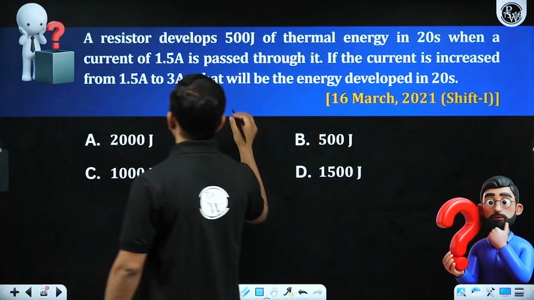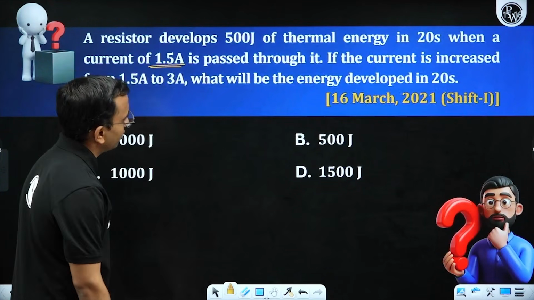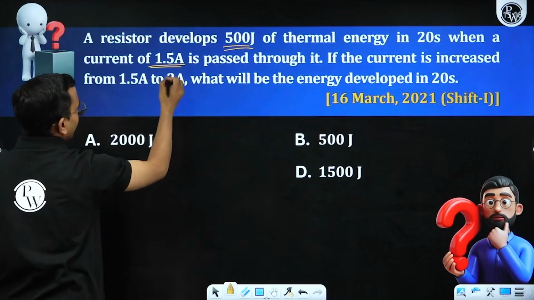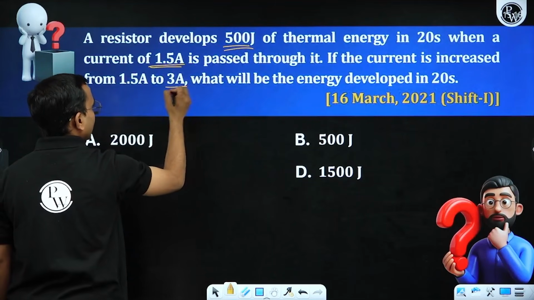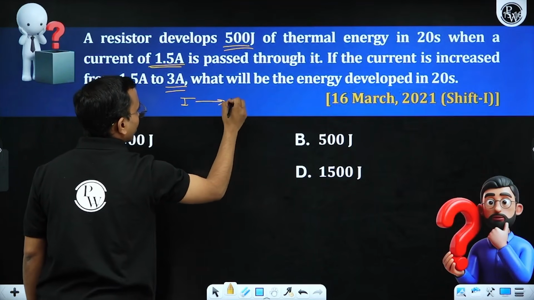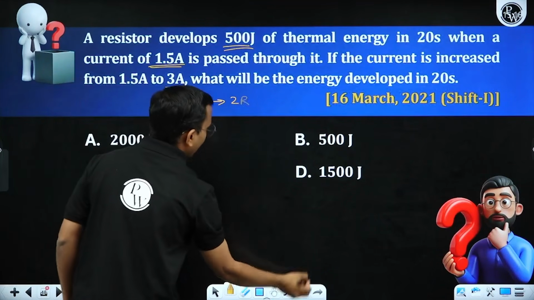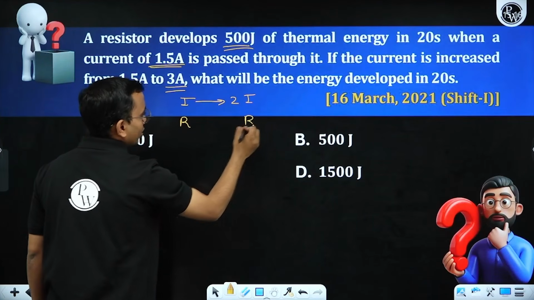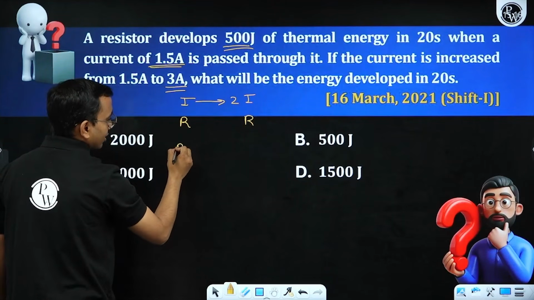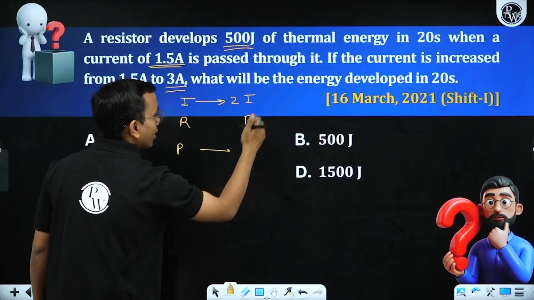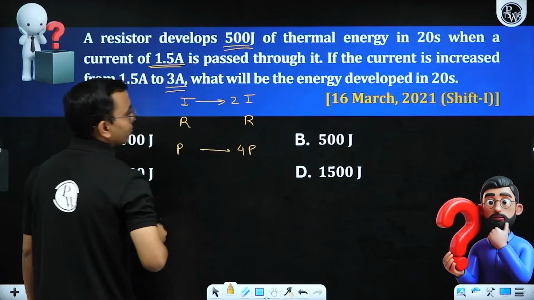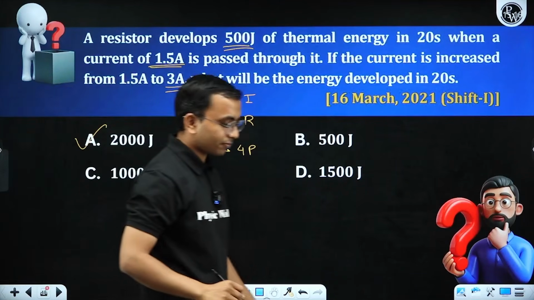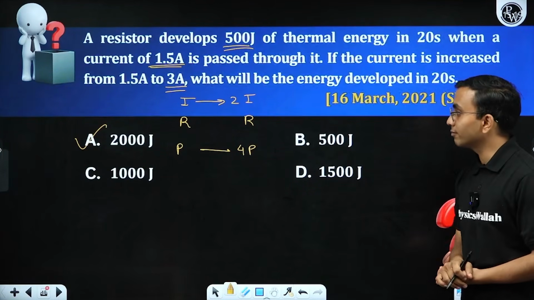Initially the current was 1.5, and the energy in 20 seconds was 500. Now the current is going from 1.5 to 3. It means the current is going from I to 2I. Resistance is the same. What is power? I square R. So if the power is P here, here it is 4 times P. So 4 times 500, that is 2000 joules. Easy? Yes.